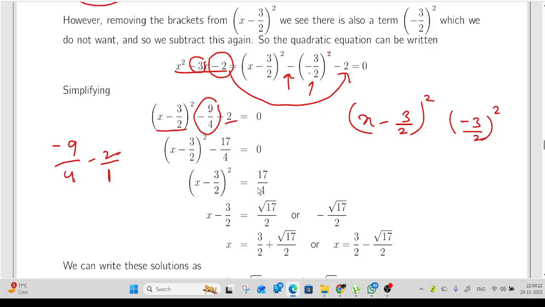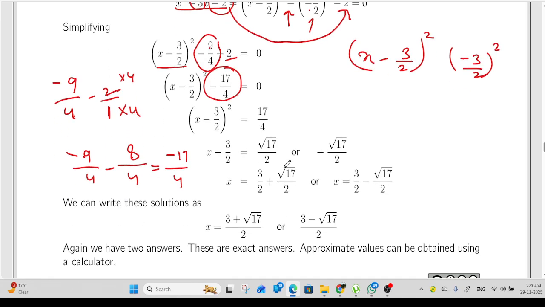Now I can make it 4 by multiplying it with 4, right? I can make a common denominator. So I will get 8 over 4. Then this is going to be 9 and 8 over 4. If I add them, I get negative 17. That's how I got negative 17 over 4. Then if I take it to the other side of 0, I get 17 over 4.